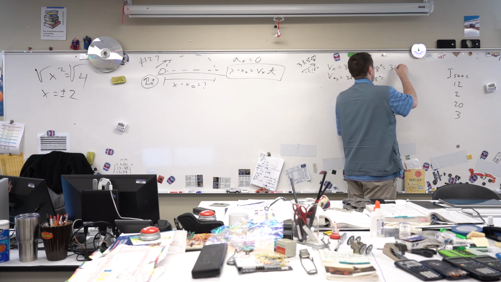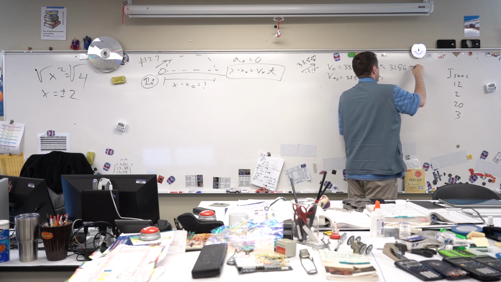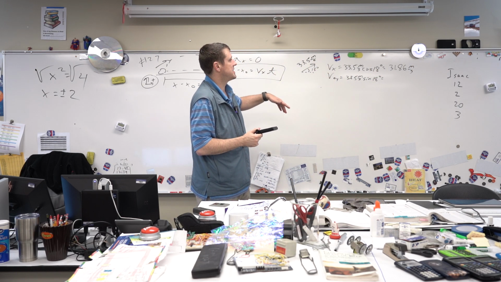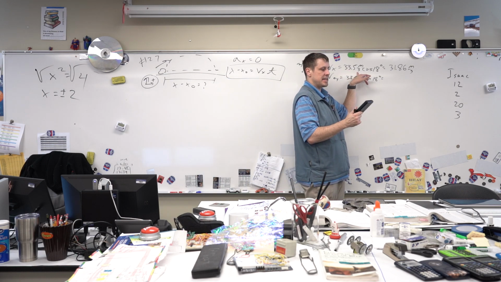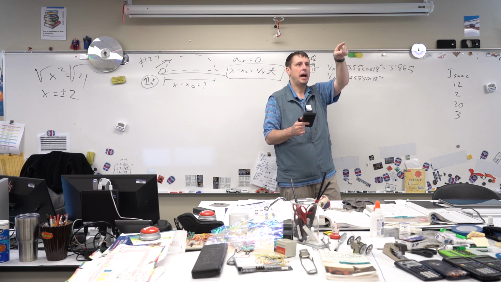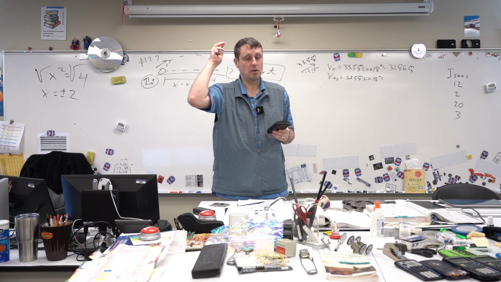31.86 meters per second. And then I like to check to see if that makes sense. 18 degrees, way less than 45, right? So it makes sense that I would have most of my velocity in the x direction as opposed to the y. Are you okay with that? It's just a little mental check.